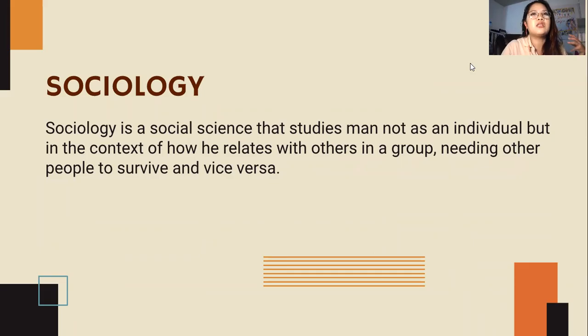Okay? So before we start with sociology, if you still remember last time, we were talking about anthropology, the study of the human being and their ancestors in various subfields, considering the physical, environmental, cultural, linguistic, and even applied aspect. So we're talking about the human person, per se. In sociology, on the other hand, sociology is a social science that studies man not as an individual but in the context of how he relates with others in a group, needing other people to survive and vice versa.